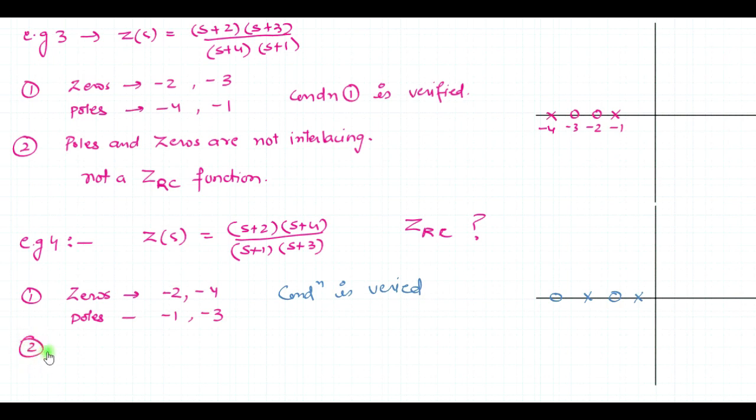Now we will check the condition number 2, which says the poles and zeros must interlace each other. Let us see. We have a pole, and after this pole we have a 0, and after this 0 we have a pole, and after this pole we have a 0. That is, all the poles and zeros are interlacing each other, and hence I will say the condition number 2 is verified.